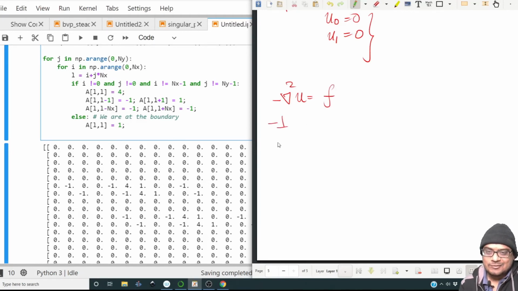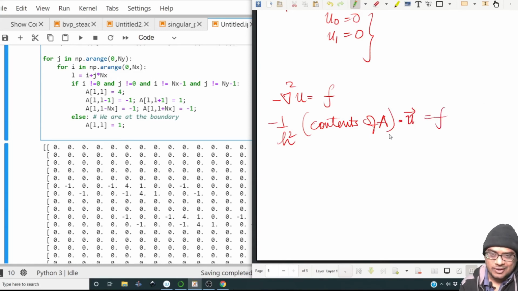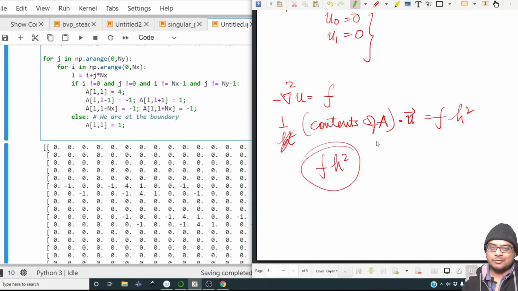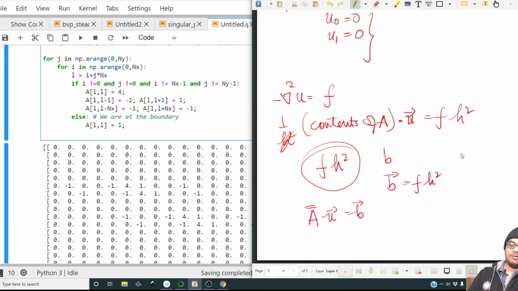Then minus 1 by h square times the contents of A times u is equal to whatever we have. This minus sign we had absorbed into the Laplacian. So h square goes over here, and f times h square is what we have to put in B. So A times U equals B, where B is going to be F times h square.